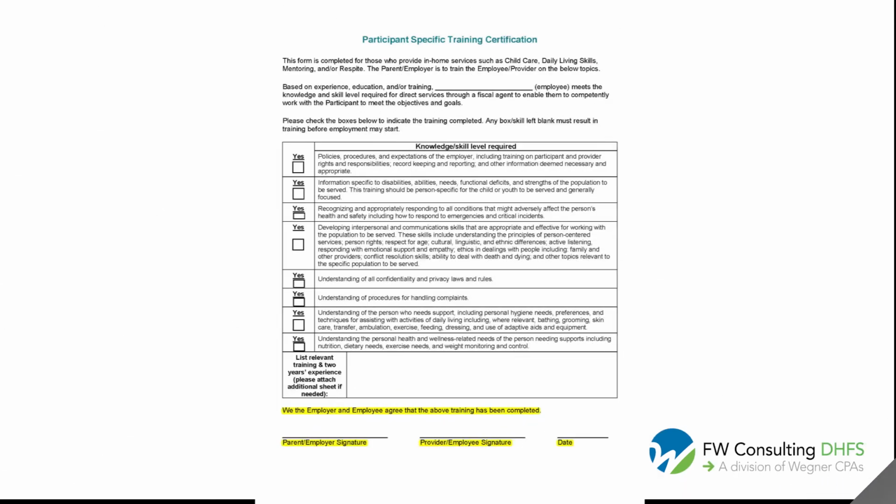The next document is the participant-specific training document. In the second paragraph, please list the provider's name. Continue to the next section where the parent or case manager should review all of the skill levels required to provide services for this child.